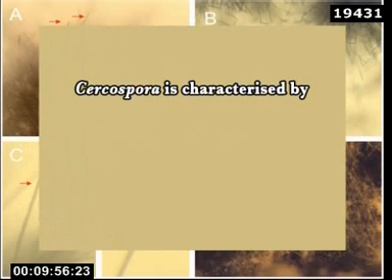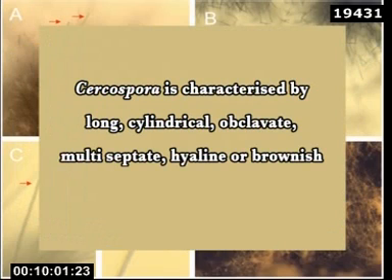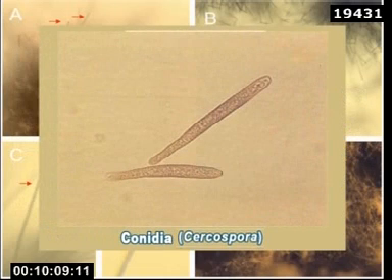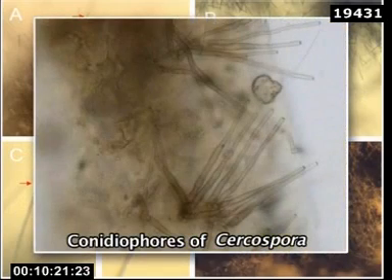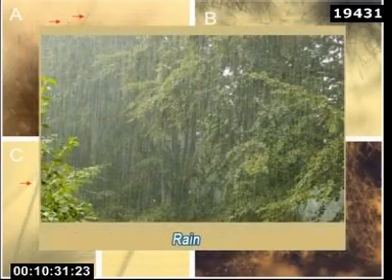Cercospora is characterized by long, cylindrical, obclavate, multiseptate, hyaline or brownish conidia. They are ash gray to light brown in color. Conidia have a constant length-breadth ratio of 1:10 to 1:150. The first formed conidium is pushed to one side and a new conidium is formed at the apex. Conidia are blown by wind or raindrops.